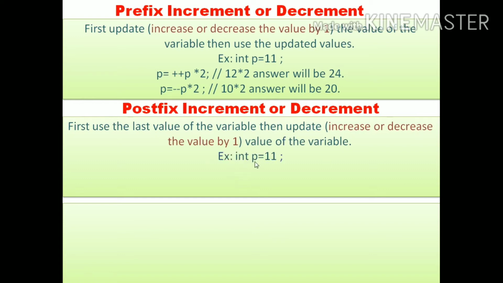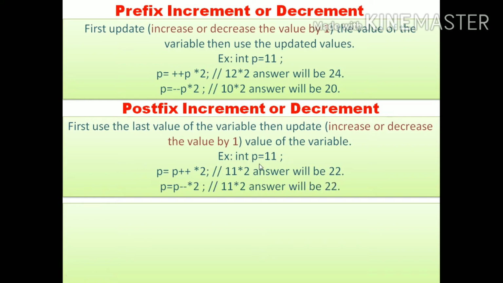If you have the example int p = 11, that means p = p++ * 2. So first use the last value. The last value of p is 11, so here p++ means 11 * 2, so the answer will be 22. And if p = 11 and p--, use the last value, that is 11, 11 * 2, the answer will be 22.